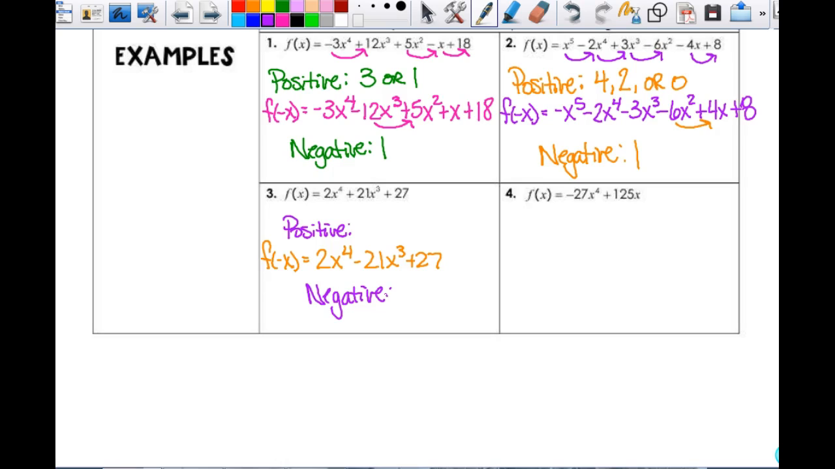All right, how many positives? 0. There's no variation, right? So I chopped my list in half before I ever even started. I don't even have to try any of the positive ones. Then how many negatives? It'd be 2 or 0. So I could have none. They could all be imaginary, right? Maybe it doesn't touch the x-axis at all. That's a possibility, right? Okay, we all good with that? Any questions? All right, do number 4.